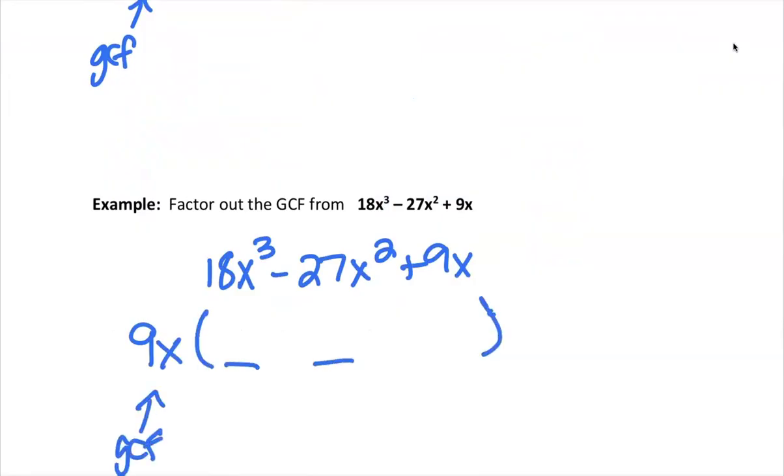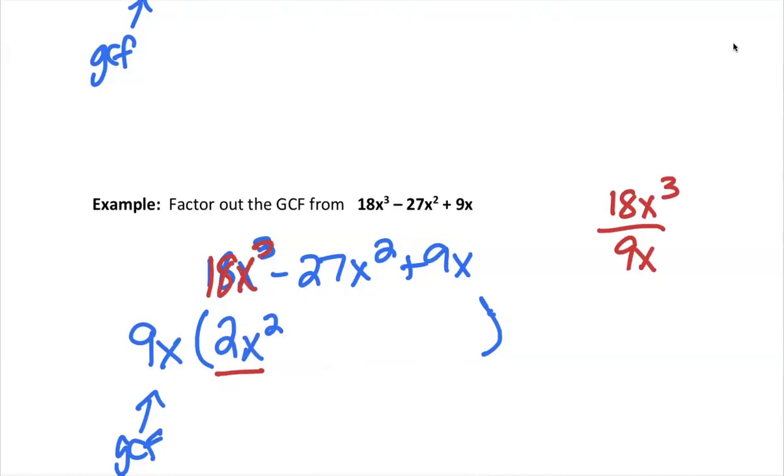And we're going to end up having 3 terms in here. What would this have looked like before we distributed the 9x? So 9x times what gives us 18x cubed? That would need 2x squared. If you're struggling to get this number, here's really what we're computing. We're taking this 18x cubed and we're dividing it by the GCF. So 18 divided by 9 is 2. X cubed divided by x is x squared.